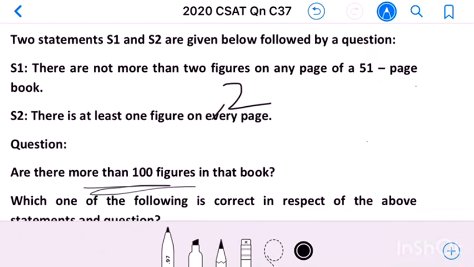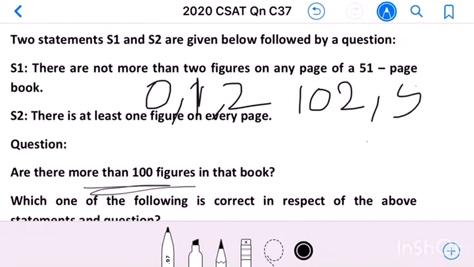Then there can be 1 figure page also, 0 figure page also. If there are 2 figures in each page, then maximum possible equal to 102. If all pages have only 1 figure, then maximum possible figures equal to 51 into 1, 51. So we cannot say there are more than 100 figures in that book. Any value less than 102 is possible.